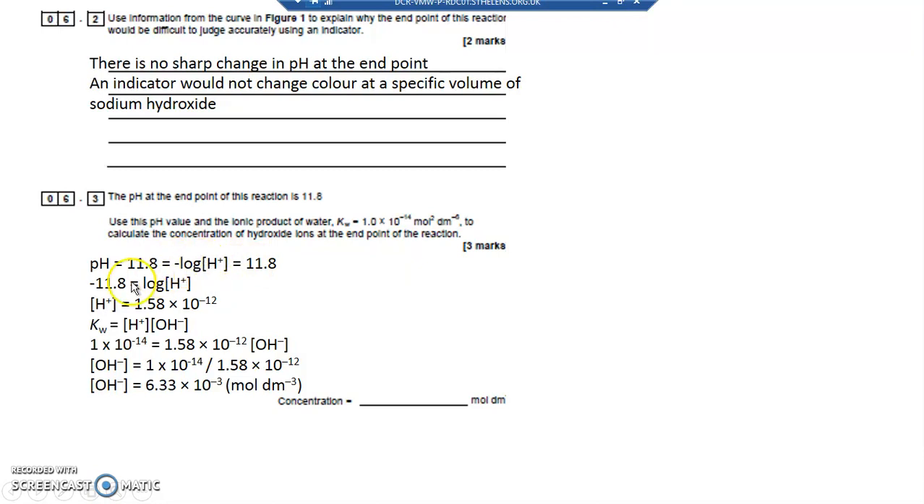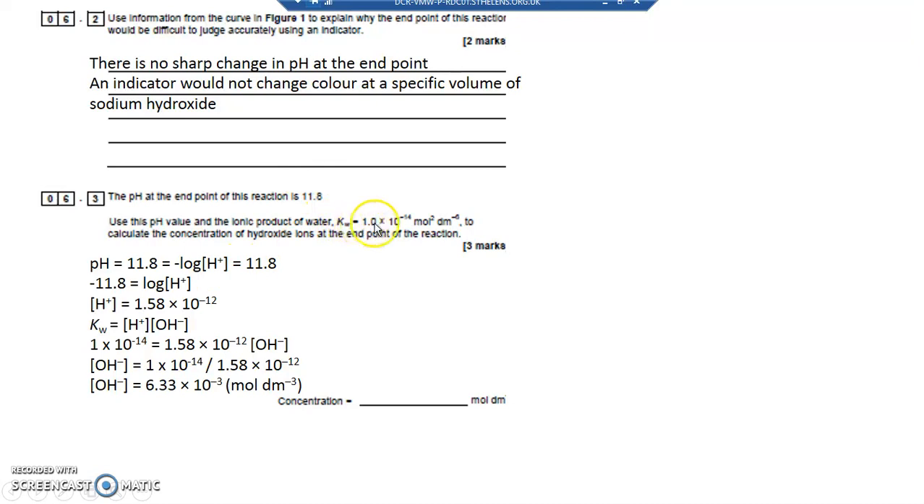So what you do is reverse the sign, get rid of the minus log by changing the sign on both sides. So instead of minus log H+ concentration equals 11.8, you say log H+ concentration equals minus 11.8. Then you can inverse log or shift log or second function log, whichever one your calculator does. Remove the log, and H+ concentration is 1.58 times 10 to the minus 12. That's the only thing you can do with pH, work out pH equals minus log of the H+ concentration. That's what takes you down the path of working out H+ concentration.